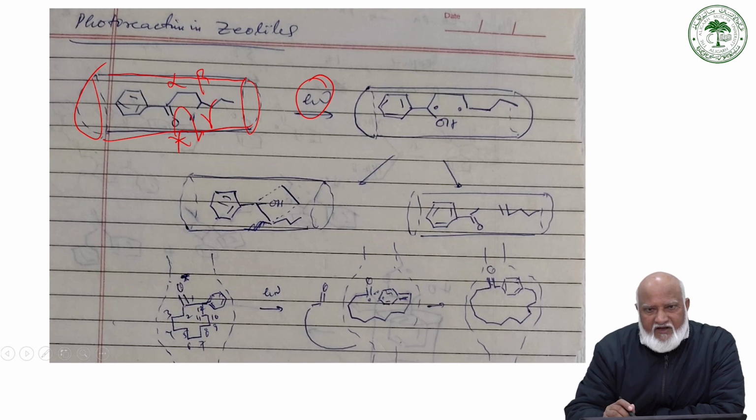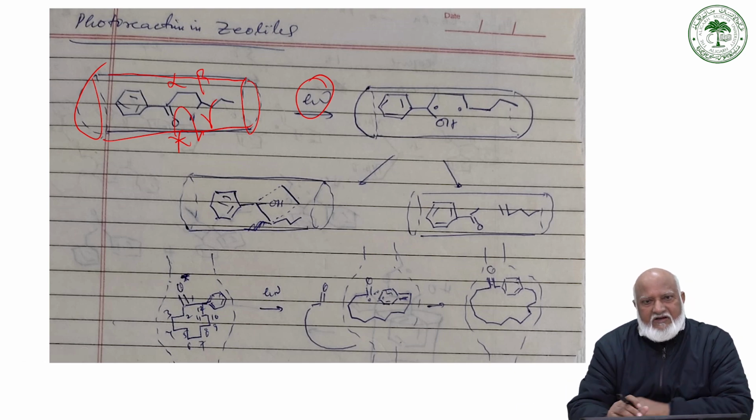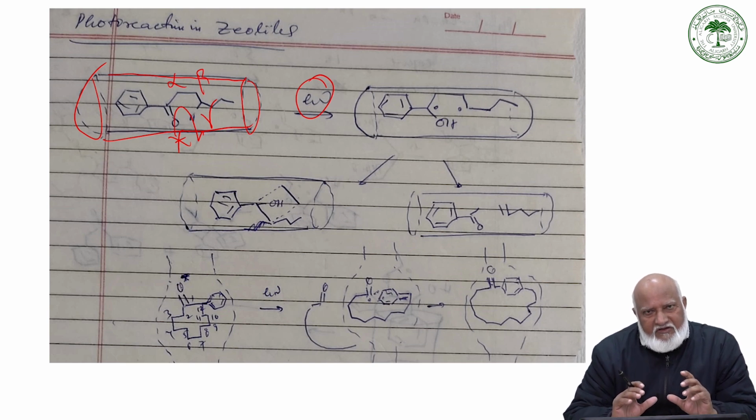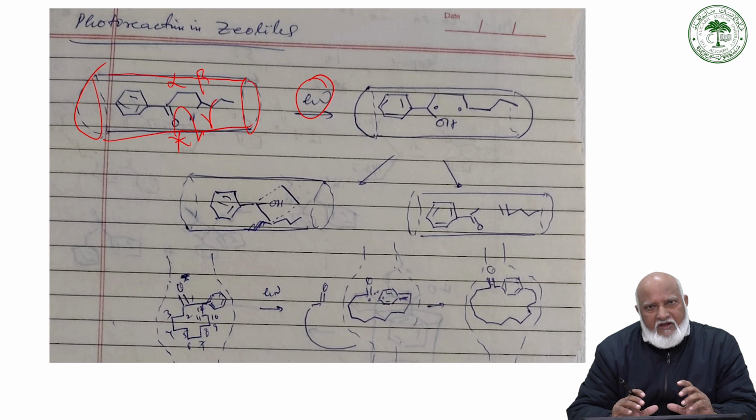This is alpha, beta, and gamma hydrogen, and it can generate a 1,4-diradical. Now you can see that the carbonyl compound is in the channel, and it has a restriction in motion. The molecule is constrained in the medium. It does not have free rotation. It is not possible to make free rotation.